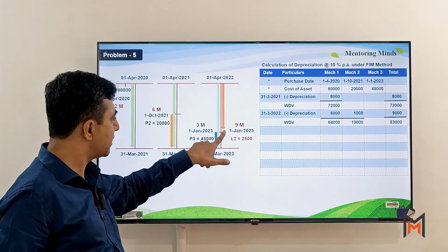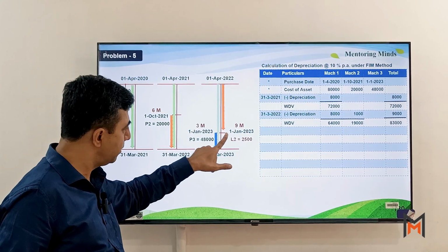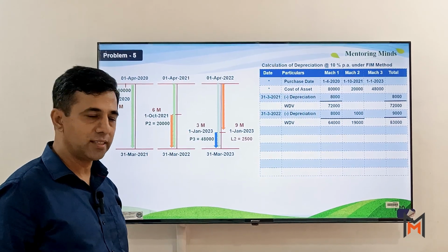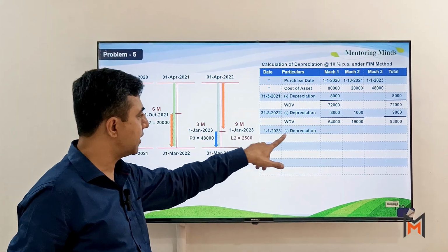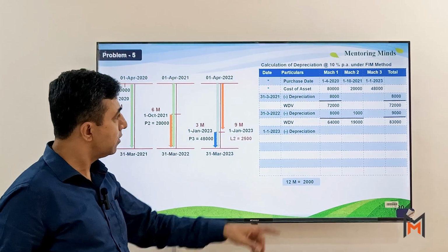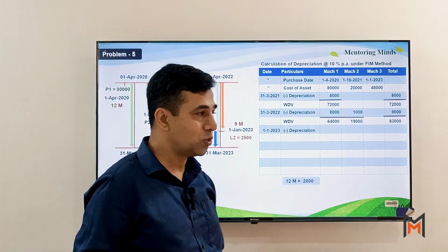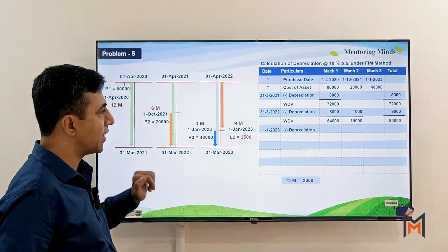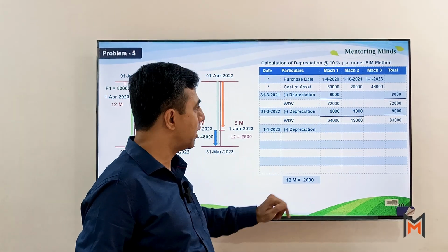In the third year, we are selling the asset. हम ये सेकंड एसेट बेच रहे हैं, तो पहले हम ये सेकंड एसेट के कैलकुलेशंस कर लेते हैं. Here on 1st January, we are selling the asset. So first let us calculate depreciation for 9 months. Here 10% of 20,000 we have to consider. And why is it so? Because we are selling the second asset. Fine. So 10% of 20,000 is 2,000.